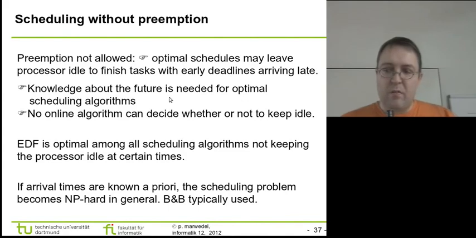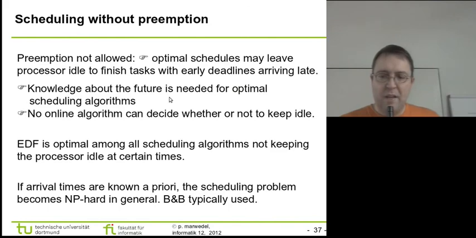So for optimal scheduling algorithms, we need knowledge about the future. So again, no online algorithm can actually decide whether or not to keep a processor idle. Among all of the scheduling algorithms that are not keeping the processor idle at certain times, EDF is optimal. However, if arrival times are known a priori, the scheduling problem becomes, in general, NP-hard. Here, typically, some approach like branch and bound is used.